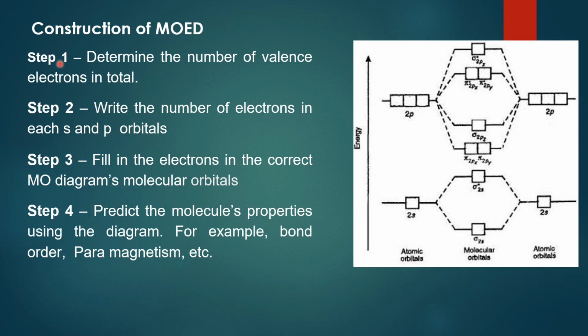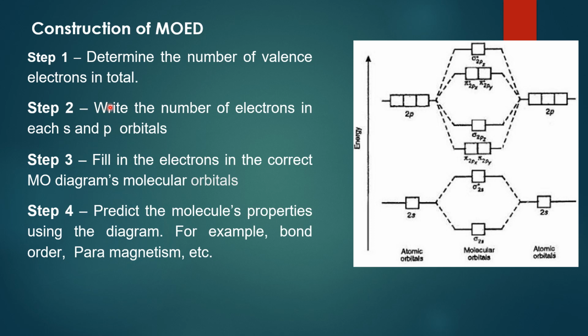Step 1 is to determine the number of valence electrons in total. You have to do, in step 1, the determination of total number of valence electrons possessed in the atomic orbitals of both the atoms in a molecule. Step 2 is write the number of electrons in each s and p orbitals. You should ascertain how many electrons are present in each s and p orbitals.